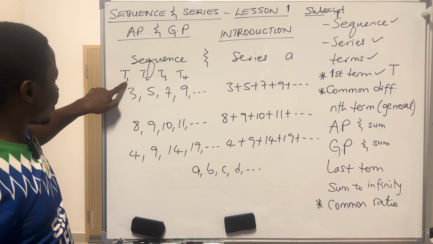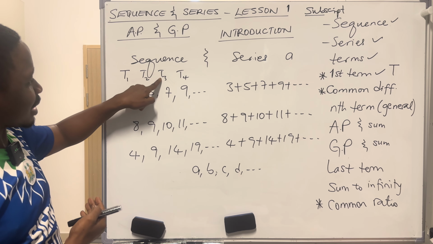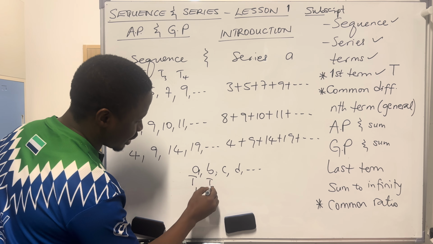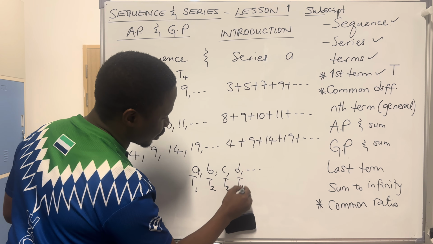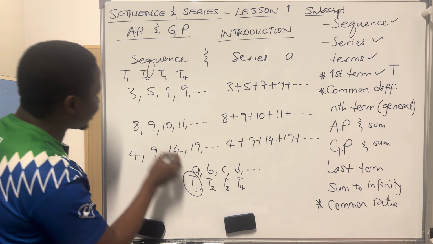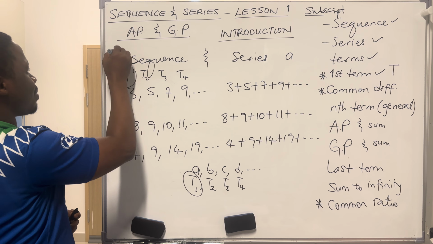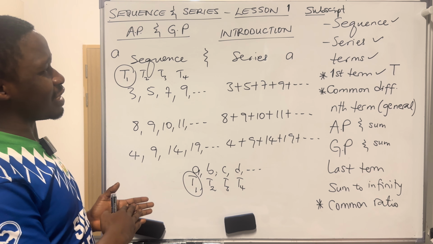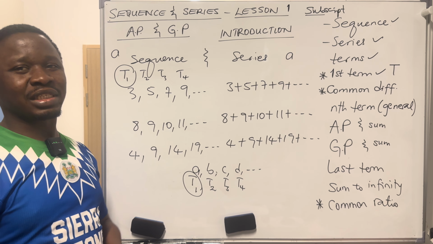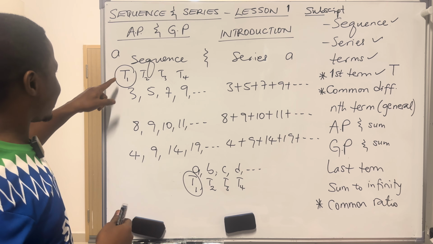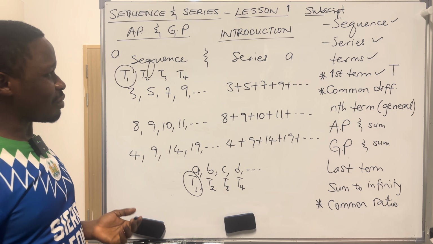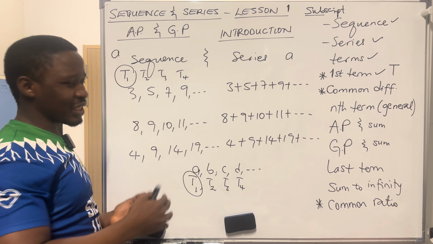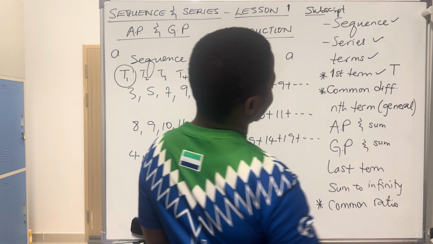So this is the first term, second term, third term, fourth term. But specifically, the first term is denoted by A. In sequence and series, when you see A, just know it is the first term. T1 is the first term, but uniquely, A is representing the first term. Okay, so that one is done.